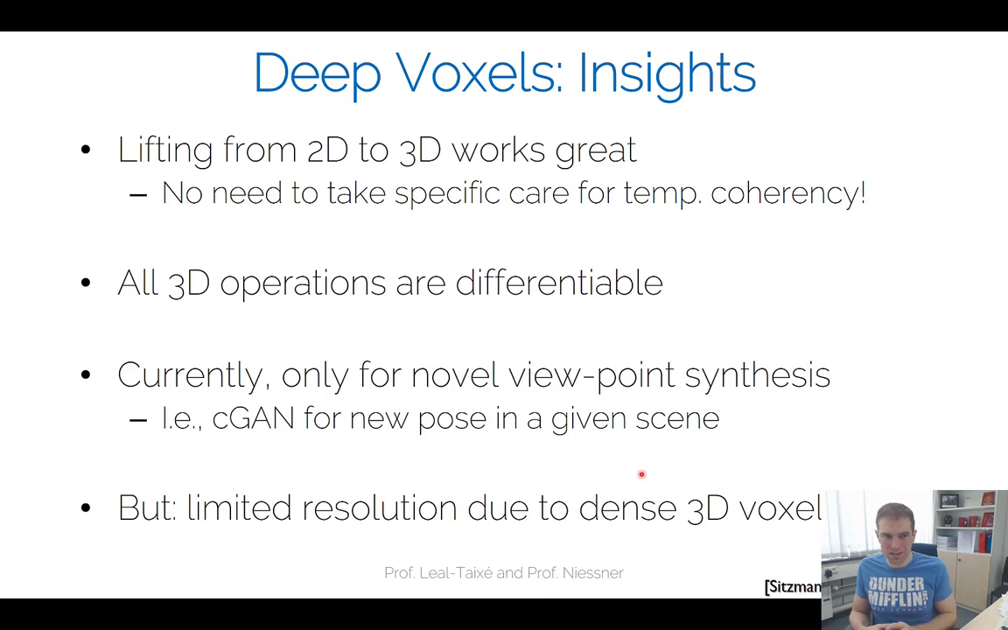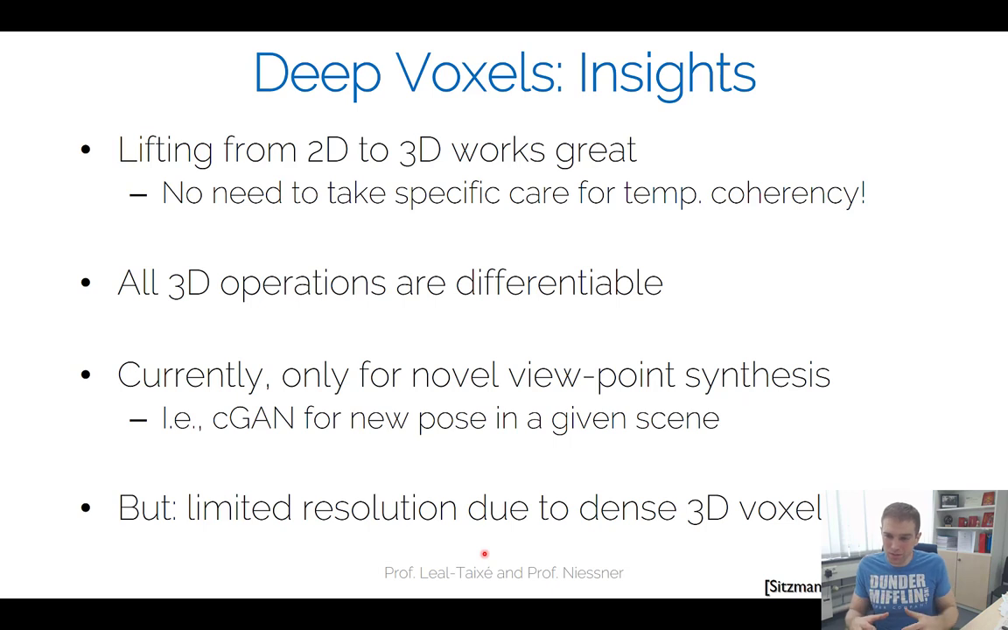But there's a very cool insight here. In this deep voxel work, this lifting from 2D to 3D works really great. There's no need to take care of temporal coherency. You have the 3D operators implicitly encoded. They need to be differentiable, of course, but it works pretty well. This was done for normal viewpoint synthesis. In principle, you could also do this for dynamics. You could just move the voxels around, right? That's the high level idea. The limitation right now was that it was limited due to the dense 3D voxel grid.